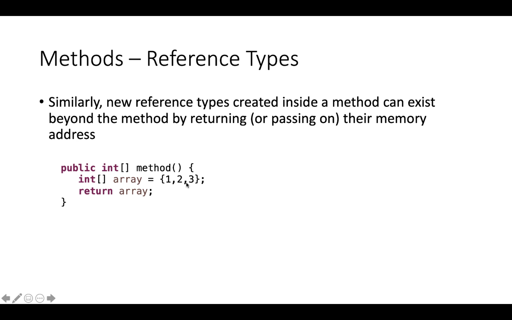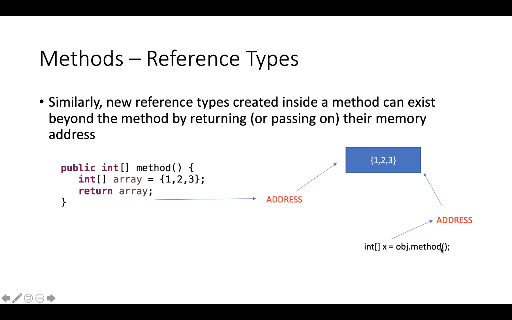What this looks like is when new memory is created, array goes and grabs enough space in memory to hold 1, 2, 3 and actually points to the address where that is stored. When I then return array, wherever I called this method will receive the address as an answer or a return from the method call. So if we had something that looked like this, object.method, where the method is called, it would return the address. Because the address is type int array, I could then store that in a variable of type int array, and here I've named it x.